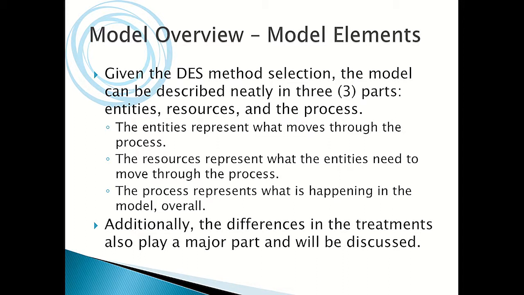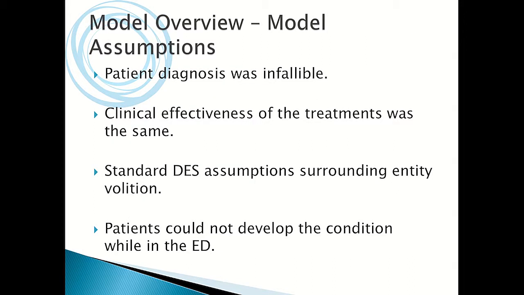So we have a discrete-event model. The model can be put into three parts: the process flow, the patients, the entities, and the resources needed to move them through the process. We'll also be discussing the three treatments that were modeled, because those have very drastic impacts on the importance and stuff. So some basic assumptions of our model.